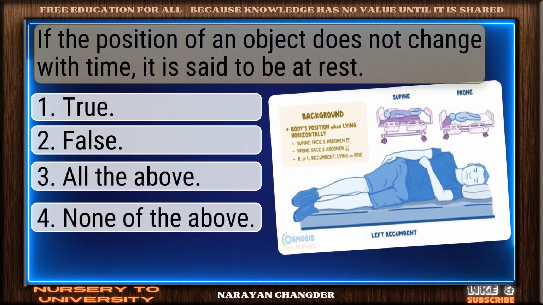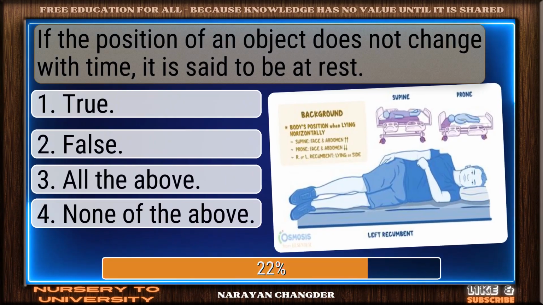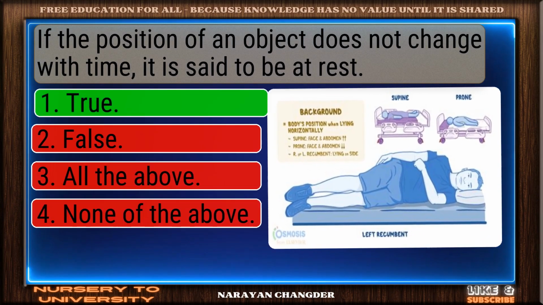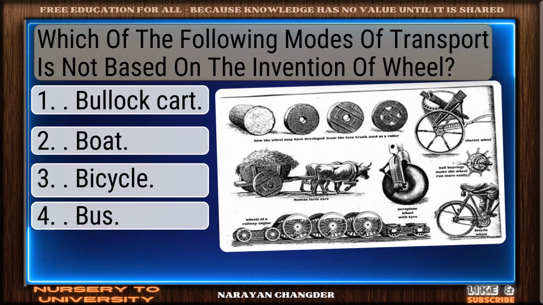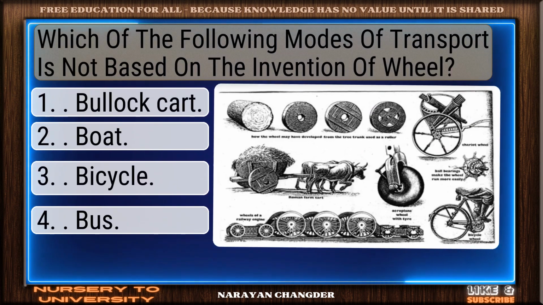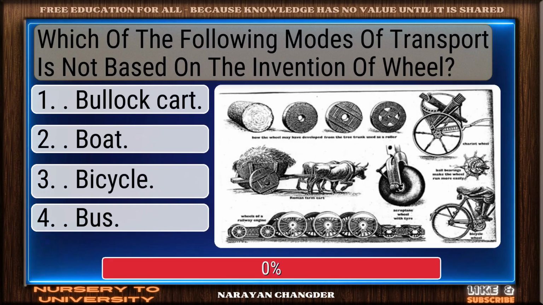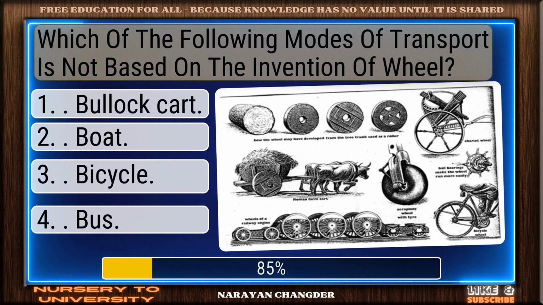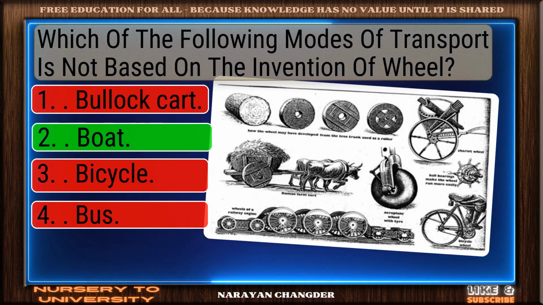If the position of an object does not change with time, it is said to be at rest. Good job. Your answer, true, works well here. Which of the following modes of transport is not based on the invention of the wheel? Great thinking. Boat is the right choice.